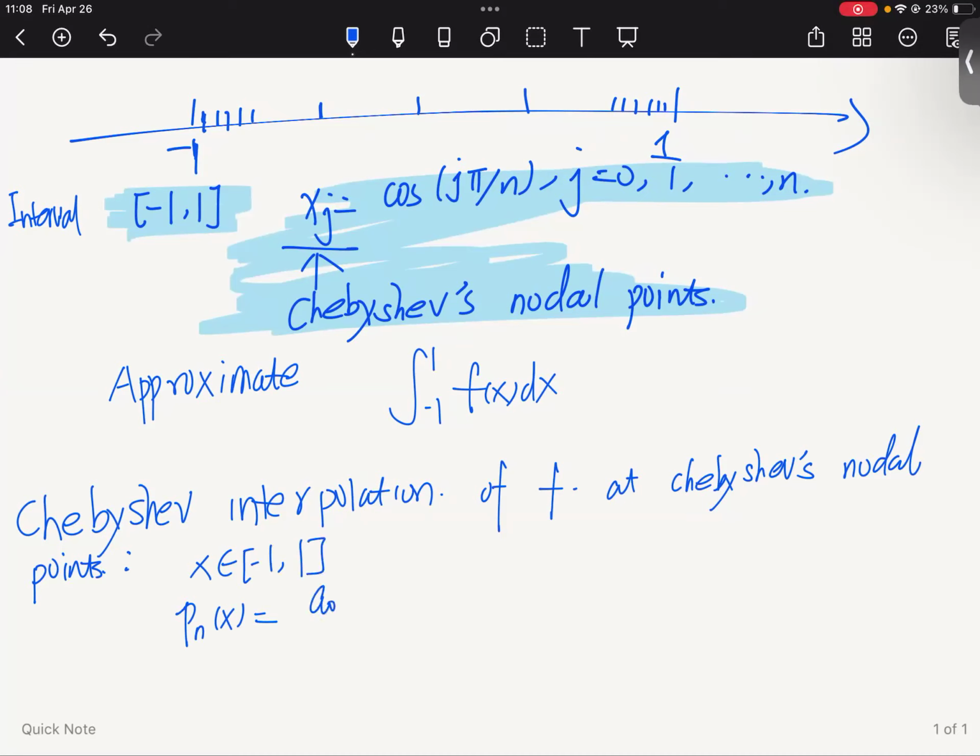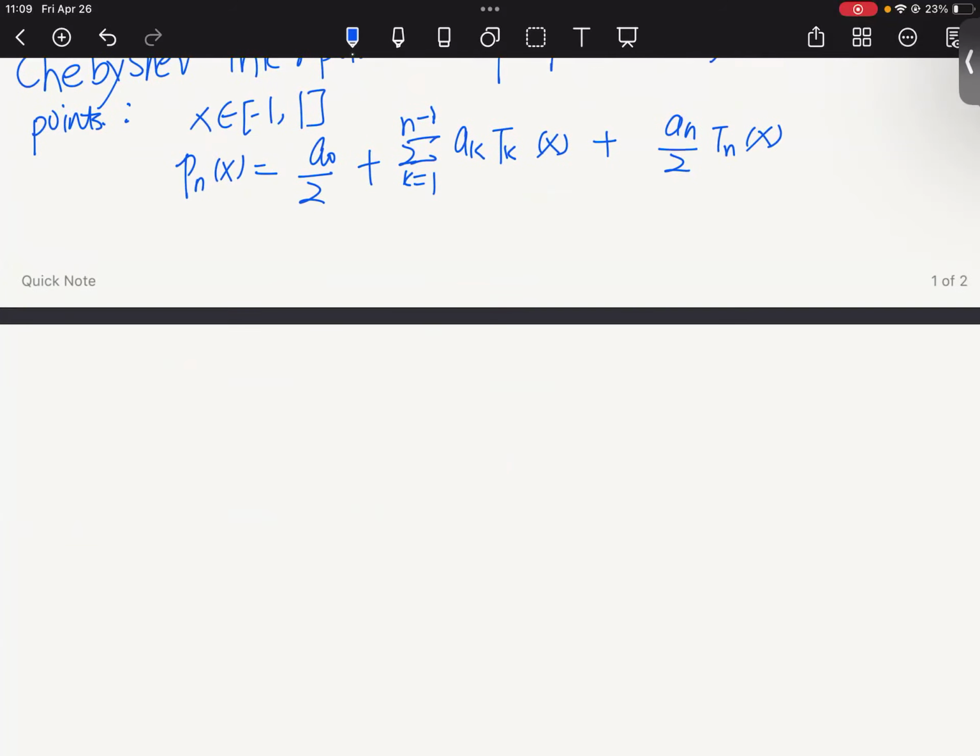This function, the Chebyshev interpolation, is similar to the Lagrange interpolation. It's just the polynomial interpolation of the function. We have such a format, and I will tell you the value of a_k in a minute, and I will also tell you how to define the basis function here. Similar to the Lagrange polynomial, we have the basis function and the coefficients. So what are the coefficients?